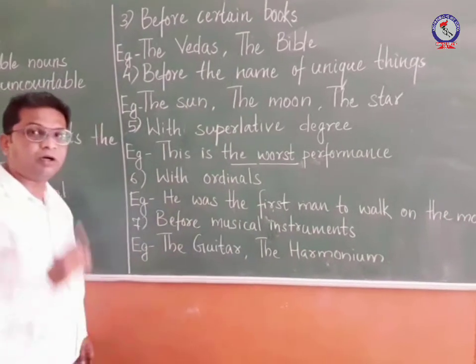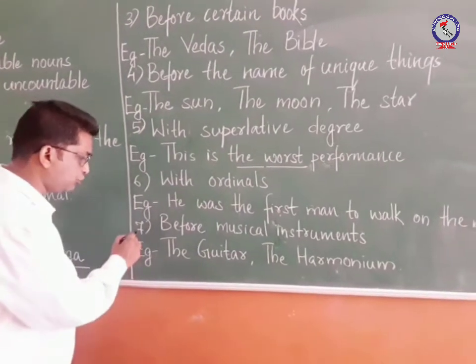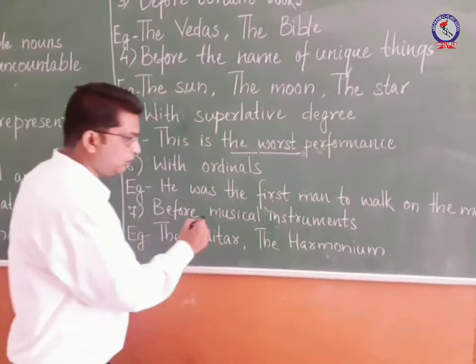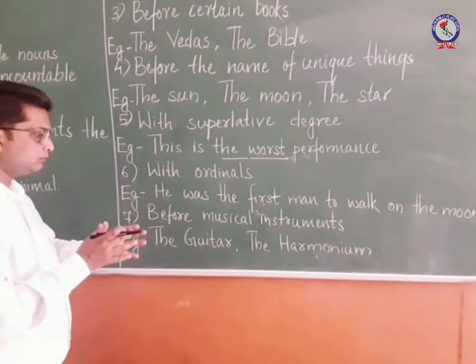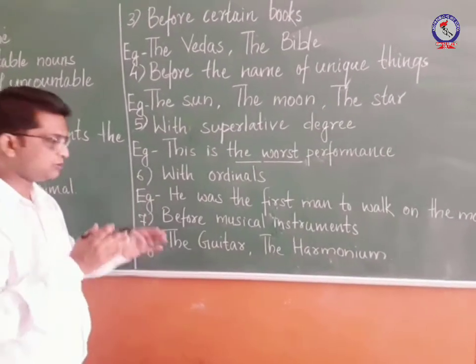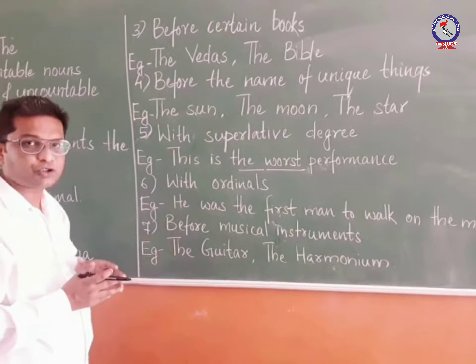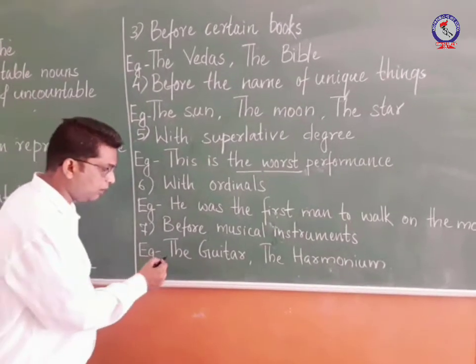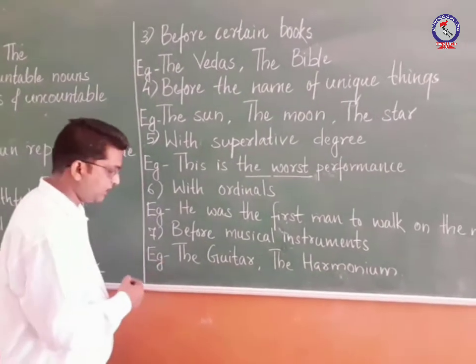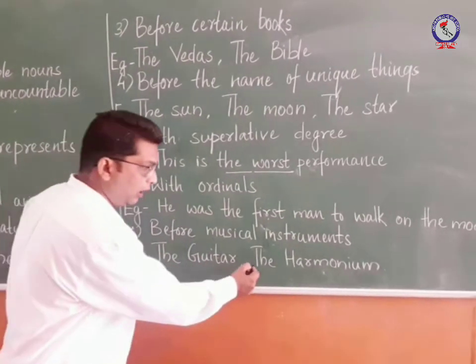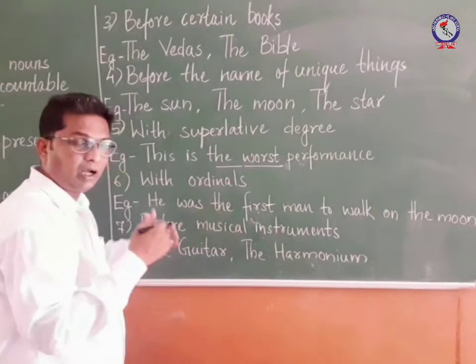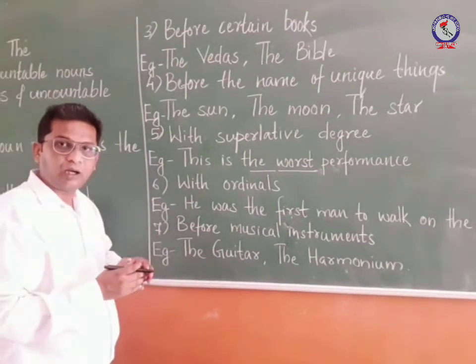Now condition number 7, we will use the before the musical instruments. Whenever we sing or pronounce any musical instrument, we will put the. So here is an example, the guitar, the harmonium, the tabla, the violin.